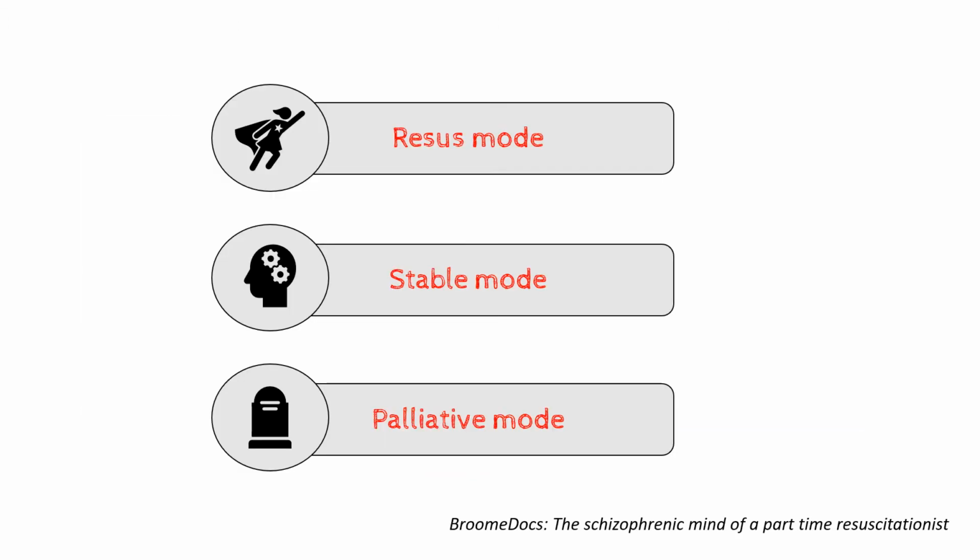Okay, so for the emergency physician, usually there are at least two gears, maybe three as shown here. We have a resus mode, a stable mode, and then maybe we have a palliative mode, at least according to Casey Parker. We have this third mode as well. So usually when we think about emergency medicine, we usually are in the resus mode. We want to be good at doing resus.